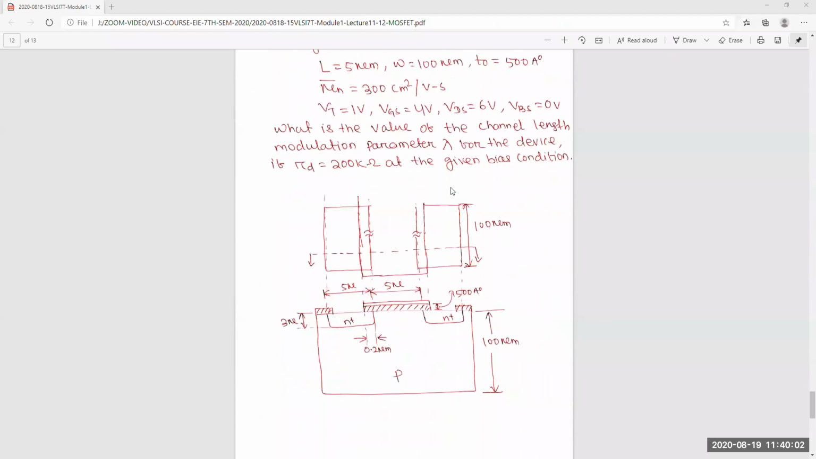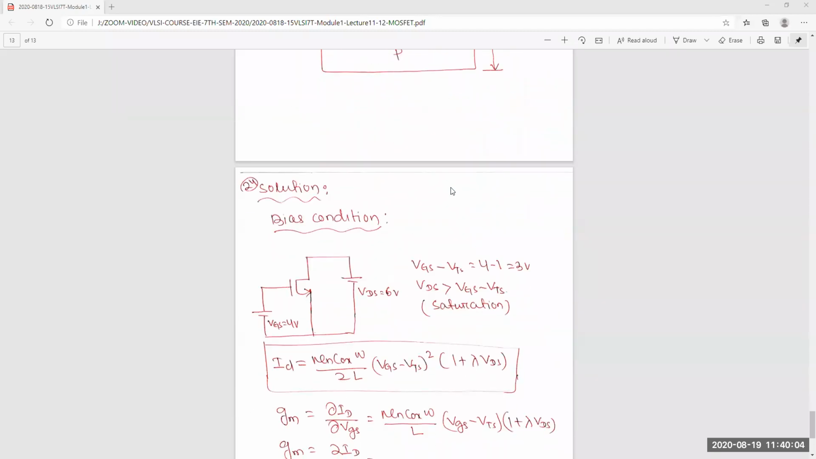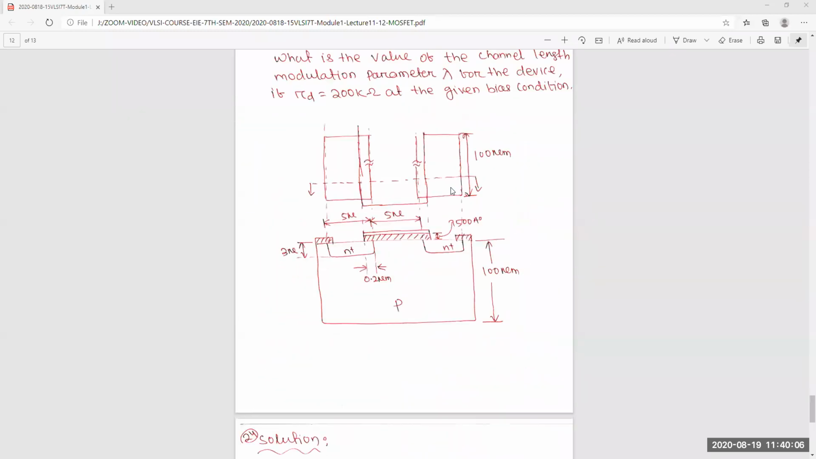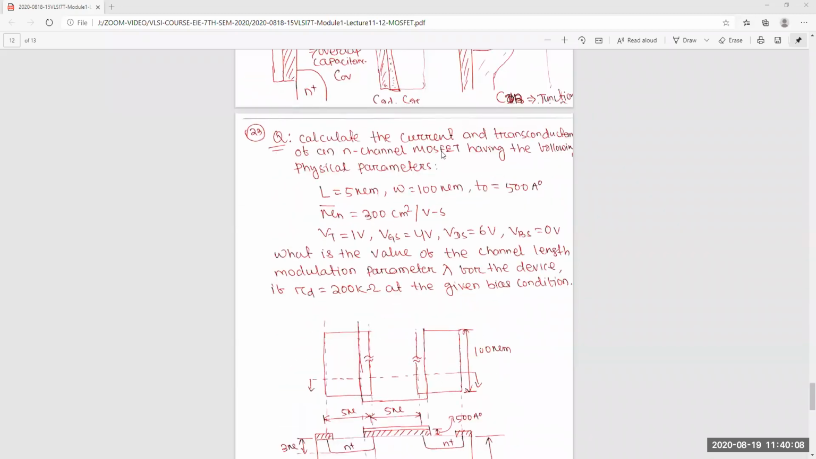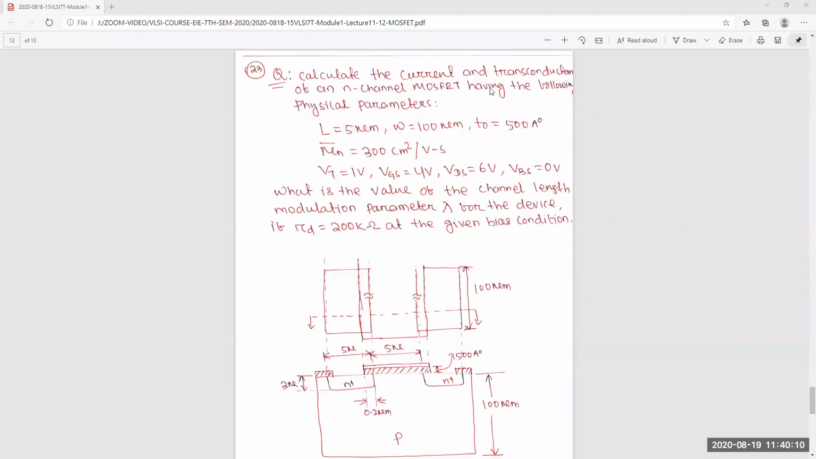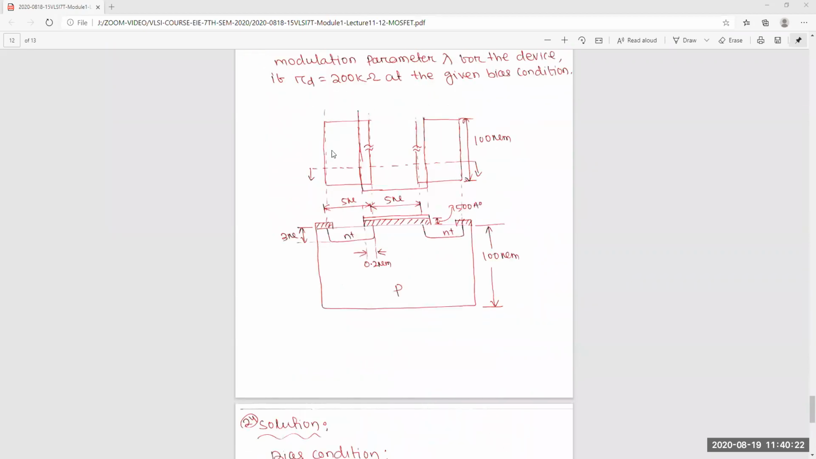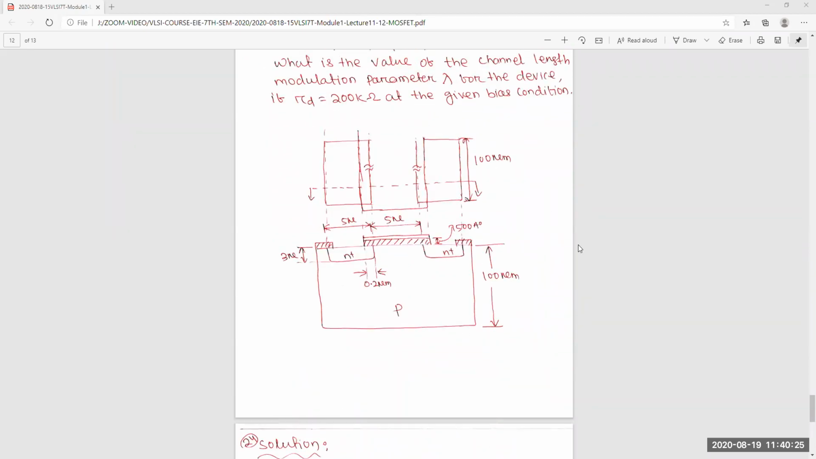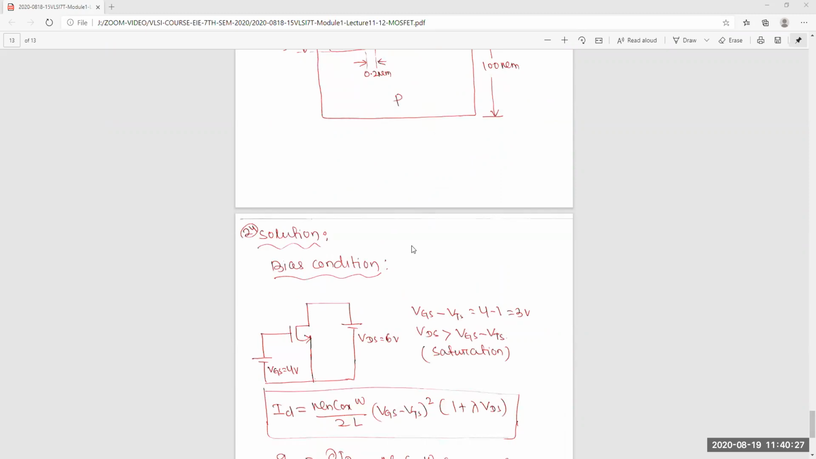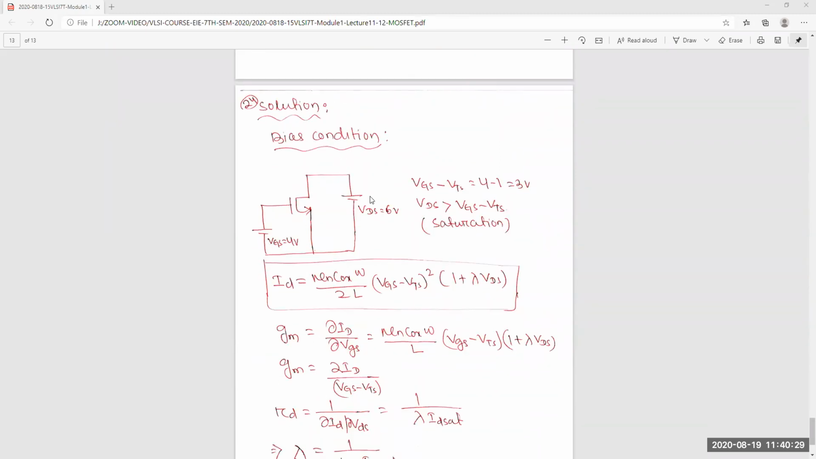Yesterday also, please try this problem. In the last class we have not covered these things. So these are the values: mu and Vt, Vgs, everything is given, T0, and this is the figure. This is the top view, this is the front view. Now you have to calculate all these parameters.